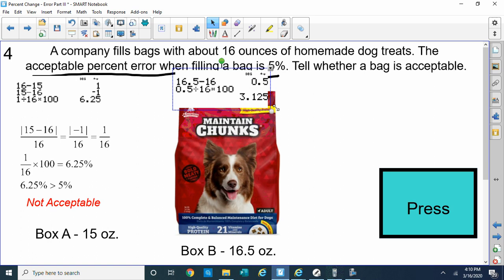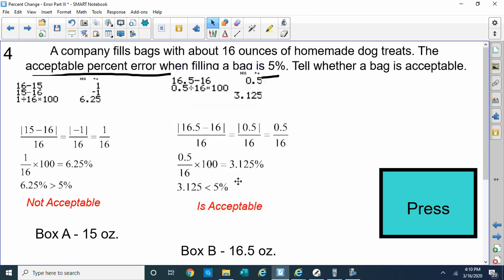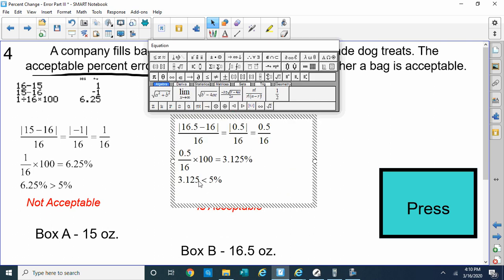Shrink that a little bit. Now let's see if that is acceptable. Now remember, they said you can go up to 5% as an error. So if it's over 5%, that's too much. If it's under 5%, that's fine. So this is less than 5%. So this bag, box B, is fine and acceptable. So we can accept box B. And here's our work to show that it is acceptable. 3.125% is acceptable because it's less than 5%. So we should adjust that and make that a percent.